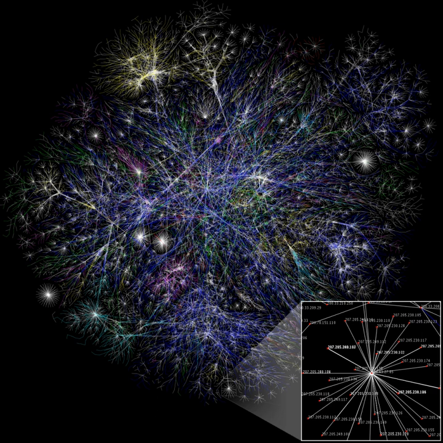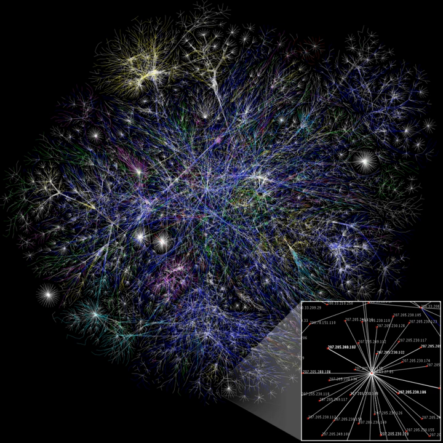Network science is an academic field which studies complex networks such as telecommunication networks, computer networks, biological networks, cognitive and semantic networks, and social networks, considering distinct elements or actors represented by nodes or vertices and the connections between the elements or actors as links or edges.